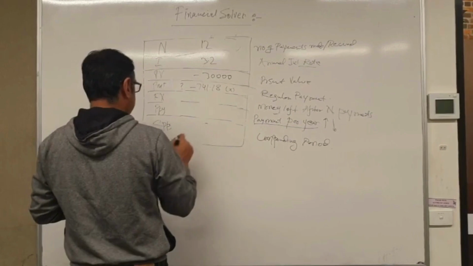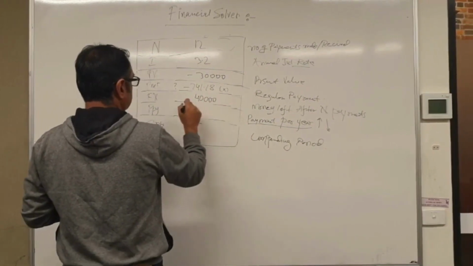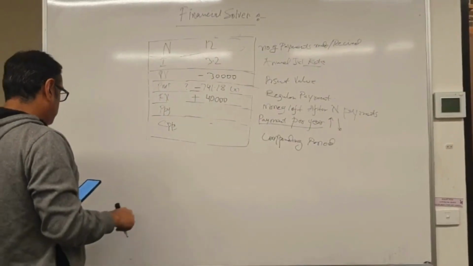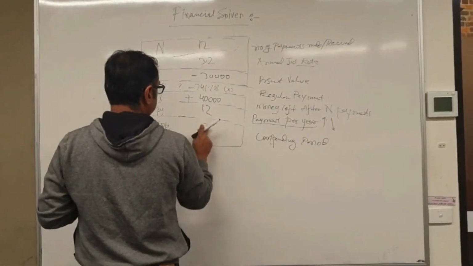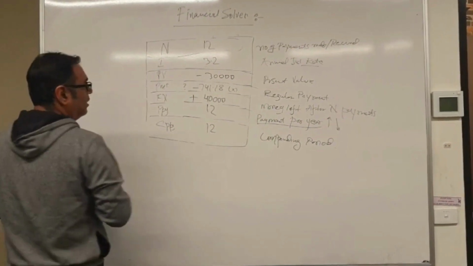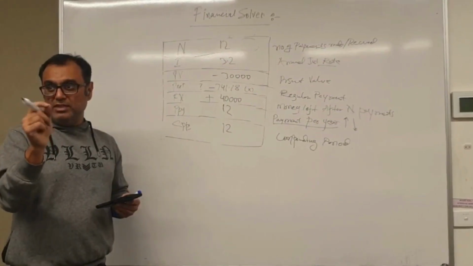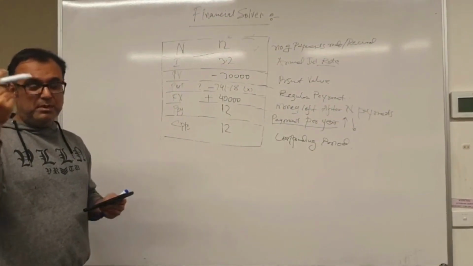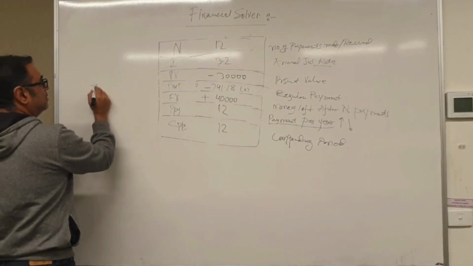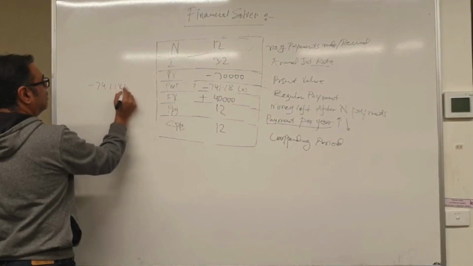And your FV is 40,000. Positive. Your PPY is 12. And your CPY is 12. When you press enter, can you just tell me what is the exact, what decimal places that you're getting? Negative 741.18163.